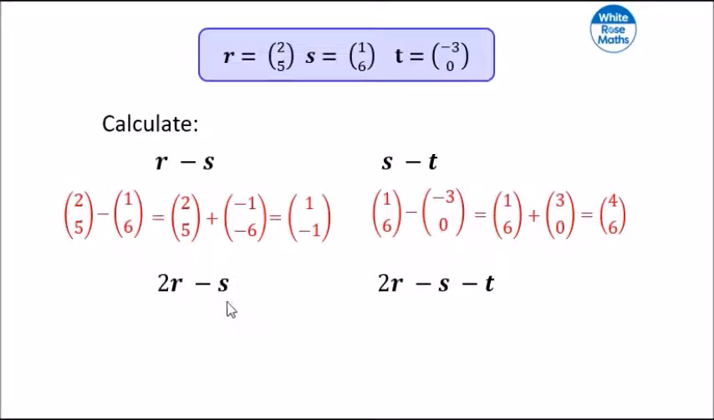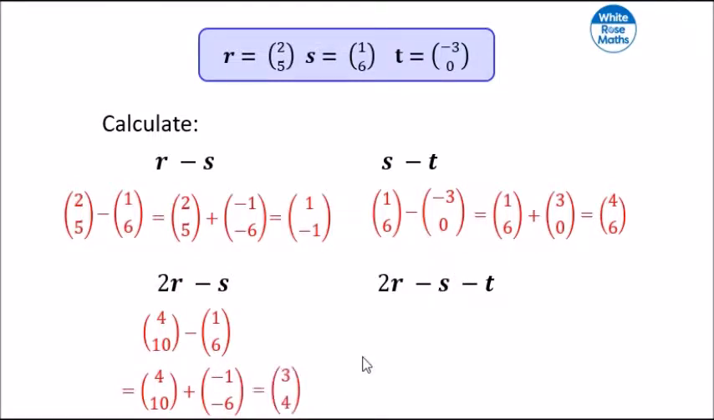2r minus s. If you remember how to do 2r, 2 of this vector would be 4 to the right and 10 up. Taking away s, so taking away 1, 6, which gets us 4, 10. The opposite of 1 right, 6 up is 1 left, 6 down. So we have the vector 3, 4.